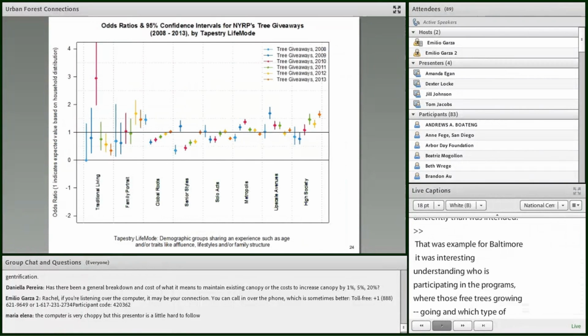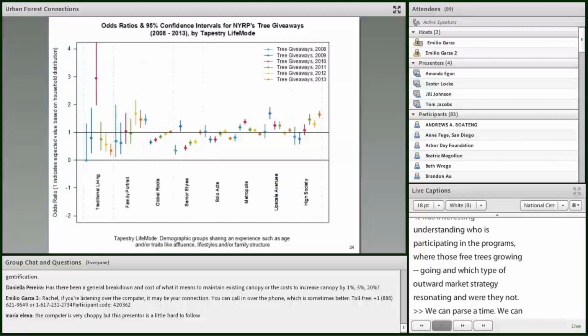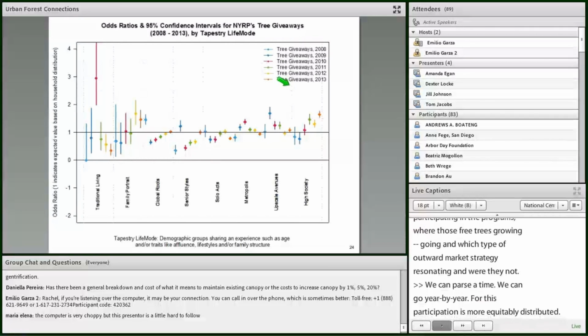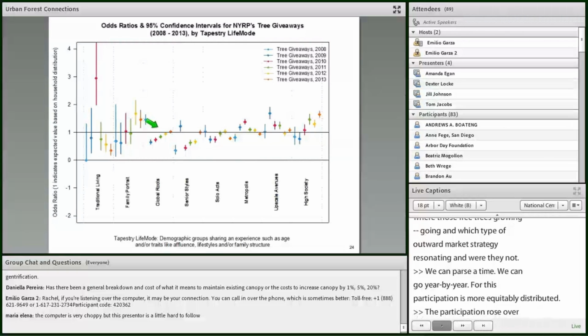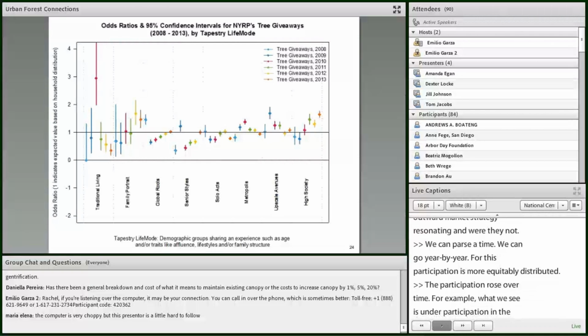So the point here is that we can parse by time. So we have tree giveaways 2008 through 2013, grouped here by year. And what you see is that participation is more equitably distributed than in the case of Baltimore. But that participation grows over time. So for example, in global roots, what we see is under participation in the early years and participation on par with what we would anticipate under completely equitably distributed.